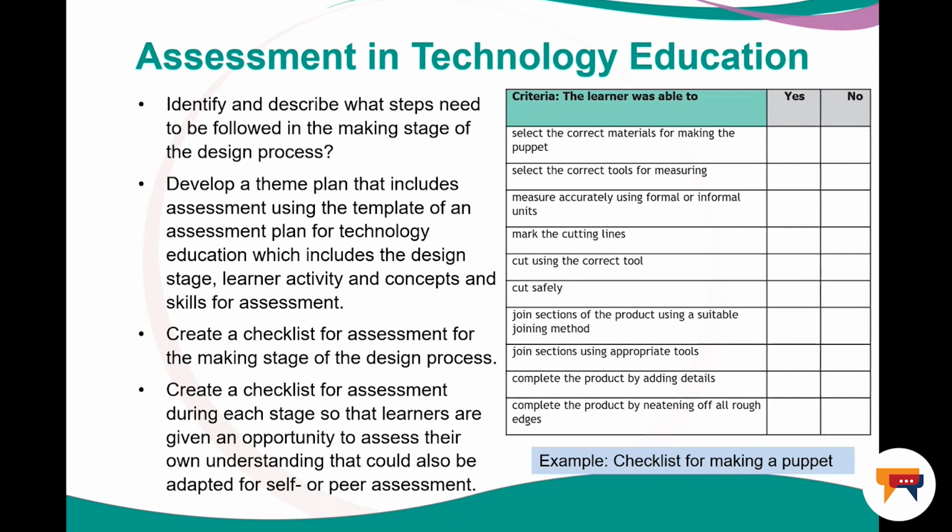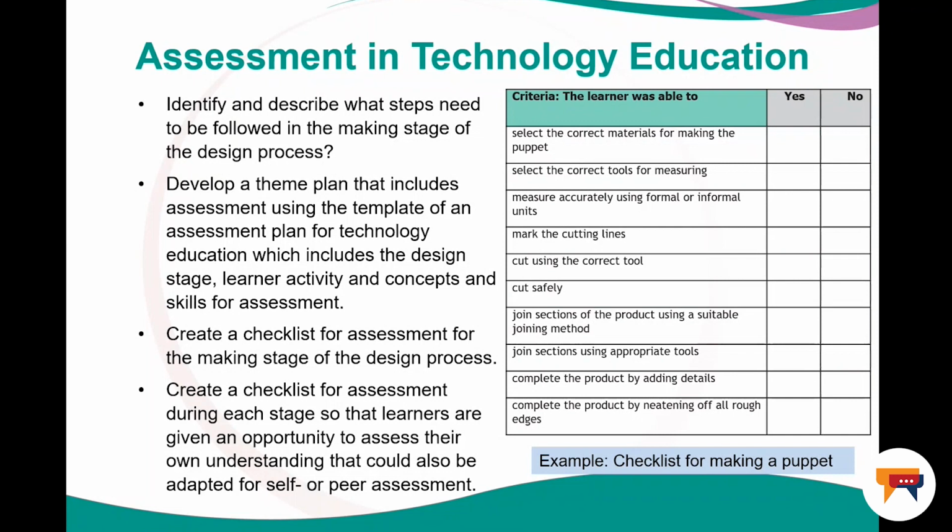Create this checklist where we can make sure that students selected the correct materials. Did they select the correct tools? Did they measure things accurately using formal or informal units? Did they mark the cutting lines? Obviously at foundation phase level, we need to teach them about cutting and pasting, and to cut safely, and also how to join things together using a suitable joining method.